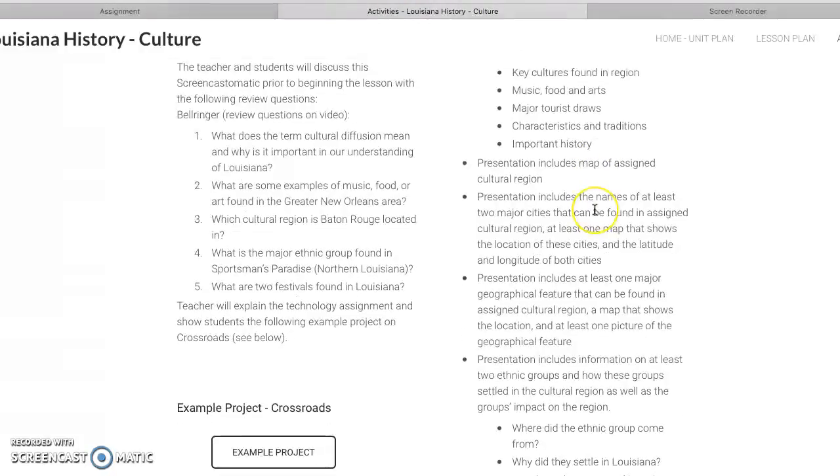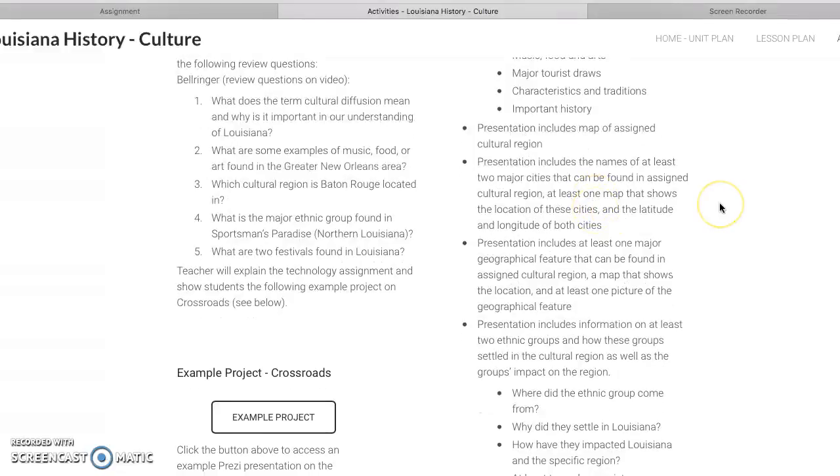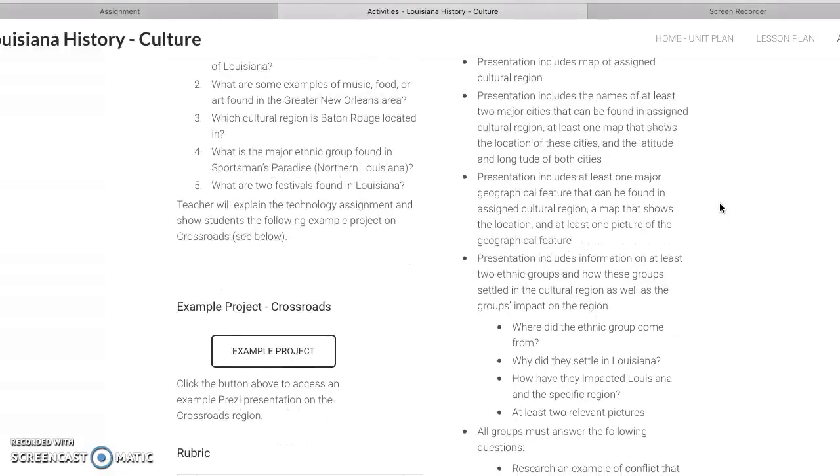It needs to have a map of the assigned cultural region. It needs to include names of 2 major cities. And then I thought I'd tie this a little bit back into physical geography and say you have to have a map that shows the locations of the cities. You need latitude and longitude of the cities. They need to include a geographical feature that can be found in the cultural region. So once again, tying it back to that physical geography. And they need a picture of the geographical feature.